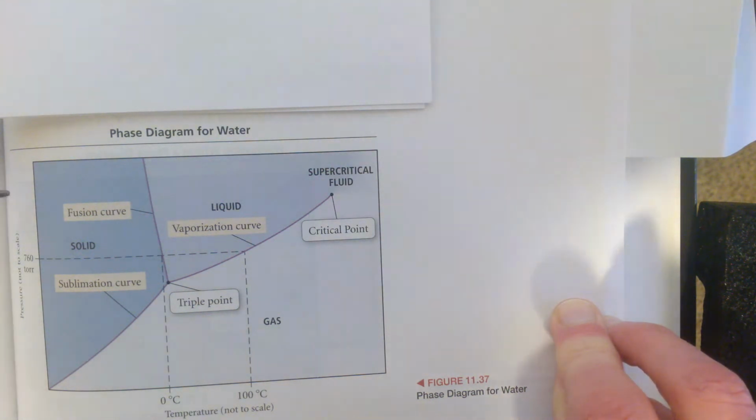So here on the y-axis we have pressure, and notice that 760 torr, which would be considered standard pressure or 1 atmosphere, is labeled here. And then the temperature scale is on the x-axis, and we've got Celsius here. And this is water. So this is the phase diagram of water.